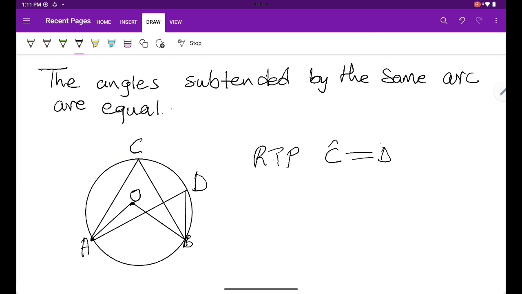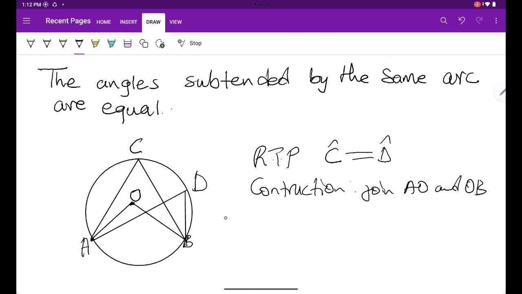We want to prove that angle C equals angle D. Right, so construction: we join AO and OB. We want to have the angle at the center here. So we now have the angle at the center, so we can apply the angle at the center theorem.